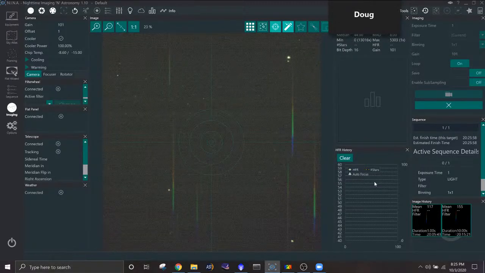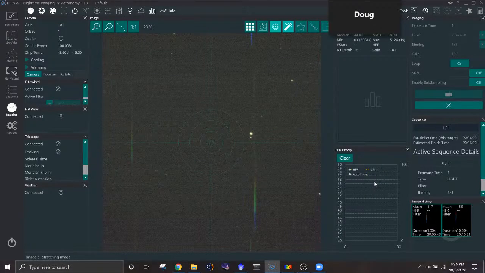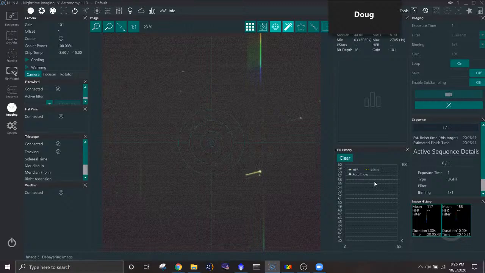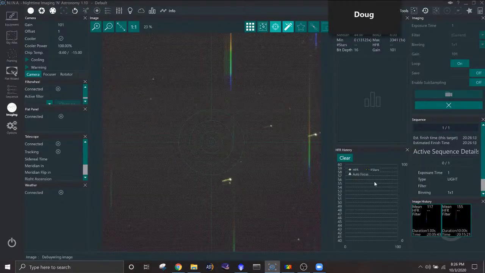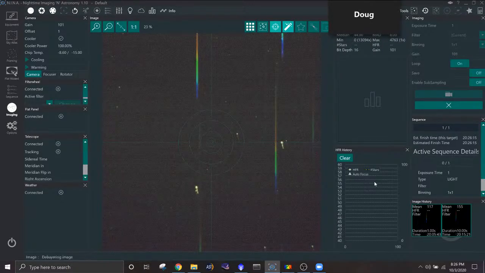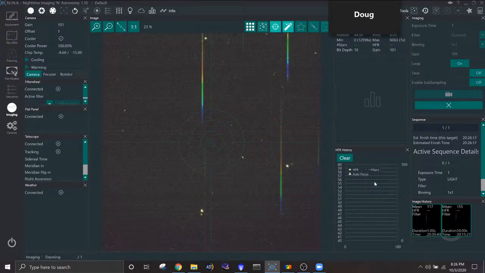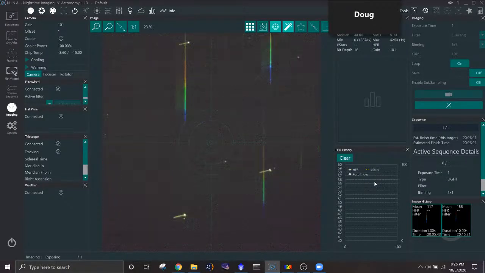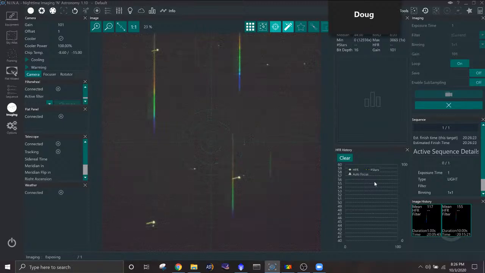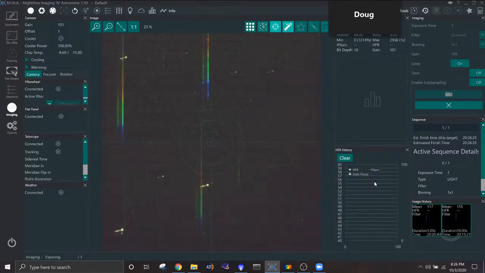Okay, so the go-to is acting up. Oh, I see why. I was making a mistake. Never mind, it's there. We've got it. We're on the Wolf-Rayet star, the first one. Should be soon. Okay, there it is. You can see it now. It's just human error.